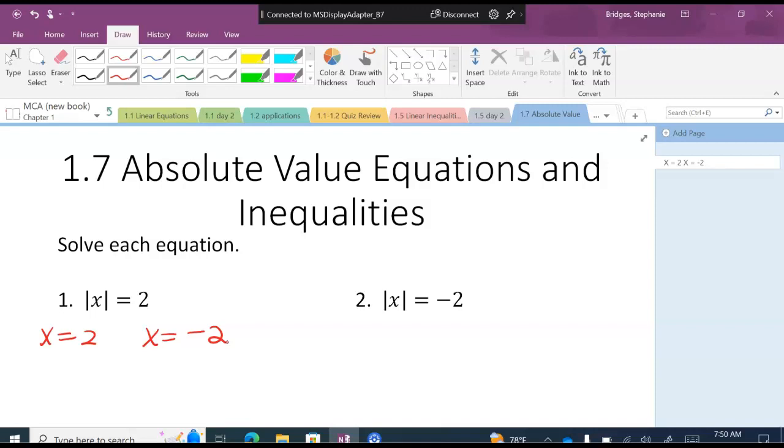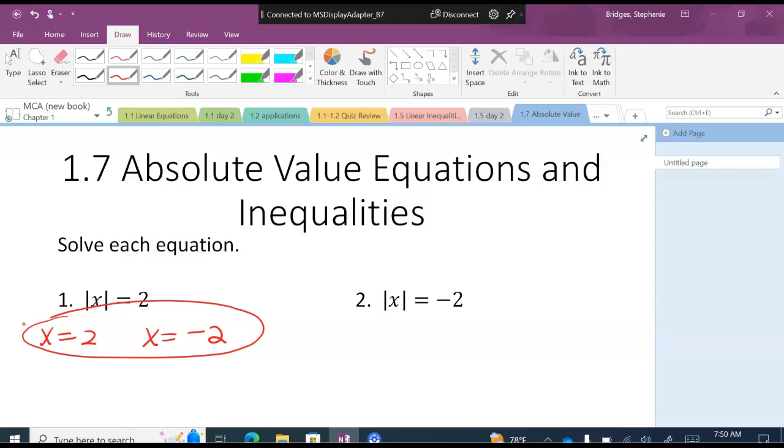So if I plug in positive 2 here, does positive 2 have an absolute value of 2? It does. Then I plug in negative 2. Does negative 2 also have an absolute value of 2? It does. So I have 2 answers here for this absolute value equation, 2 and negative 2. And you don't have to write x equals for both of them. You can just put 2 and negative 2, or you can write x equals 2, comma negative 2, or you can write it separately like that. Okay with that? Okay.